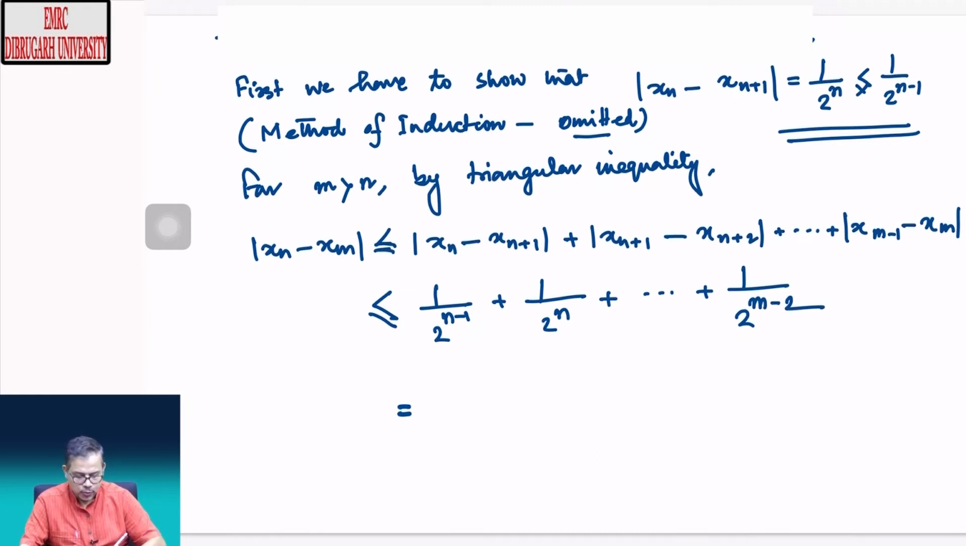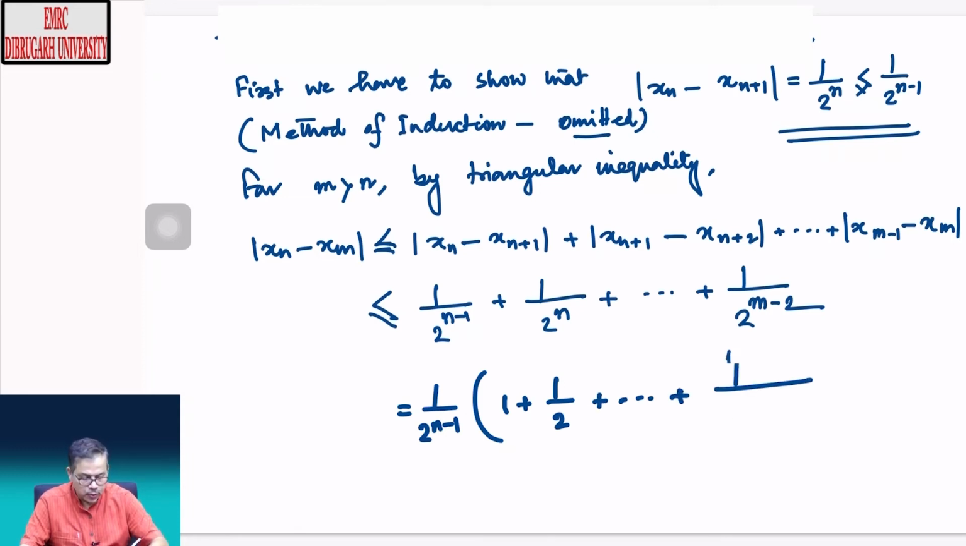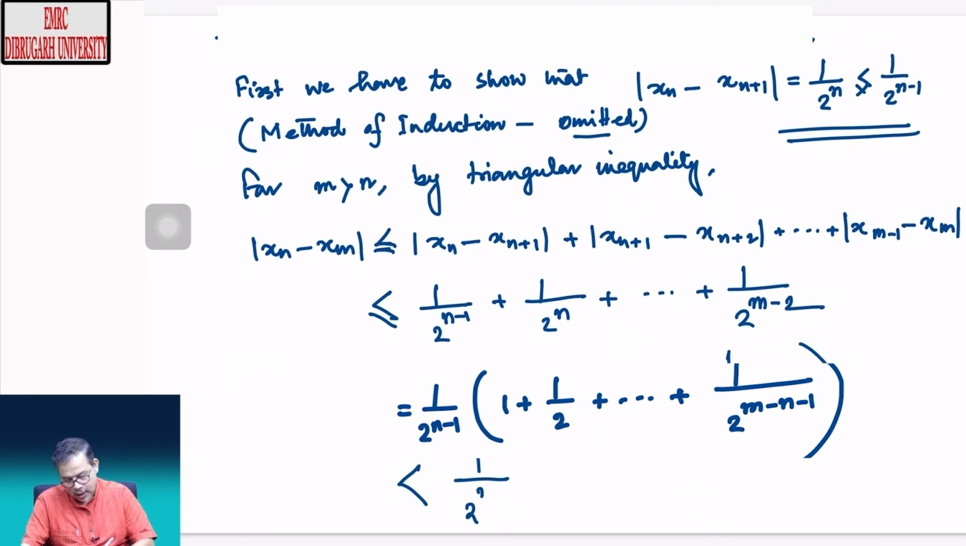Take 1 by 2 to the power n minus 1 common, we have 1 plus half plus and so forth. The last term will be 1 by 2 to the power m minus n minus 1, and this is definitely less than 1 by 2 to the power n minus 2. This part is a GP, thus we sum up the GP and we can always find out an inequality of this type.